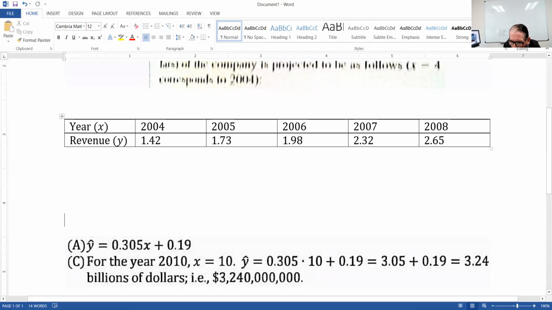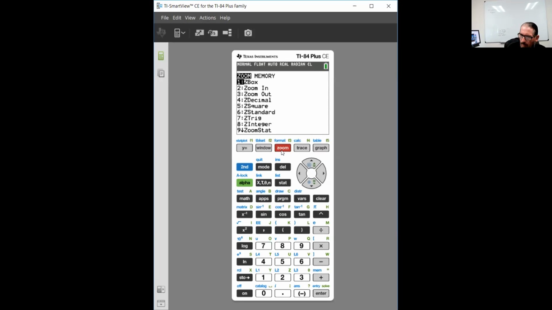And I'm going to do one more thing here. If I press on the TI-84 zoom and 9 for zoom stat, we get our 5 points plotted. Notice they look pretty close to being on a line, but not exactly. I can get it to graph the closest fitting line. If I go back here, and this time tell it to store the equation.